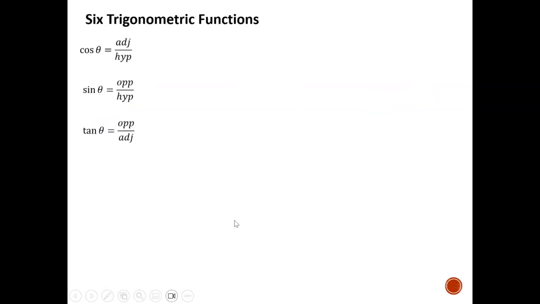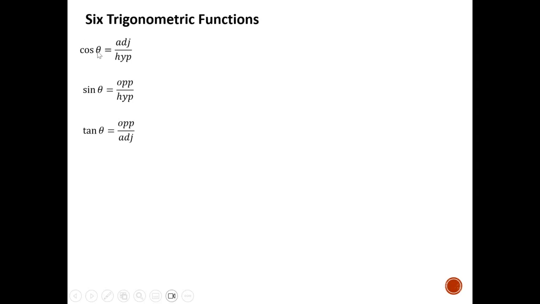Okay, now we have to know the 6 trigonometric functions because these are useful when solving word problems. Now these are the most known 3: the cosine, the sine, and the tangent. Now, there's going to be 3 more, which are the secant, cosecant, and cotangent.